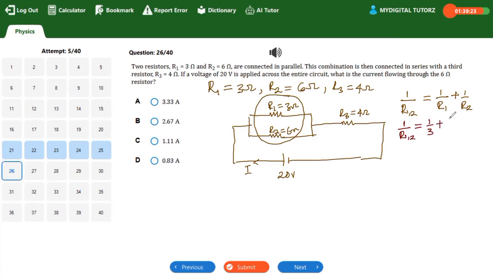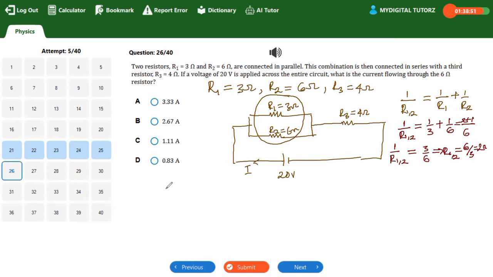plus 1 over R2, which is 6. So we make our LCM to be 6. 3 in 6, 2; 2 times 1, 2. Plus 6 in 6, that is 1; 1 times 1 gives us 1. Therefore, we have 1 over R1,2 will be equal to 3 over 6, which implies R1,2 will be equal to 6 over 3, which will give us 2 ohms. Is that understood?